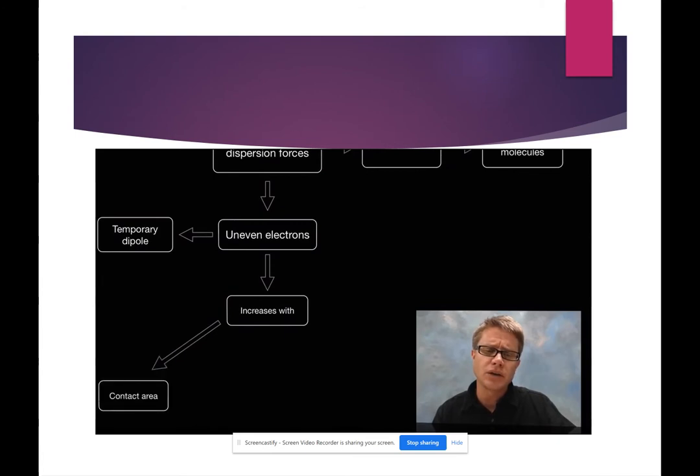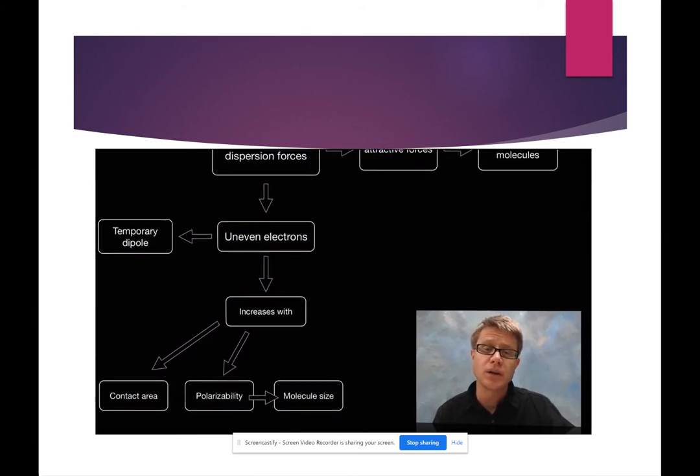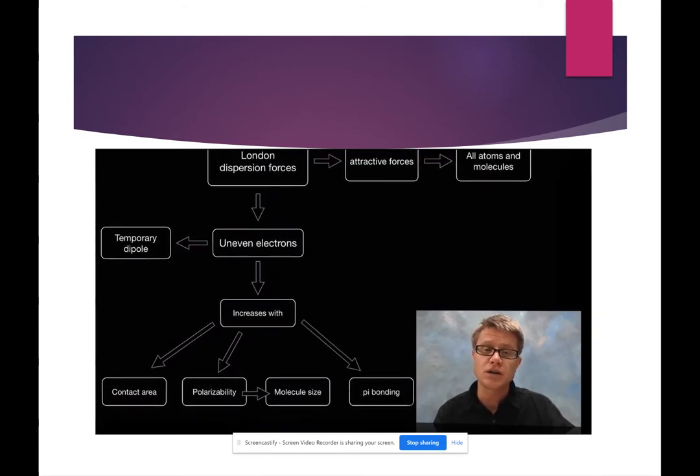These are going to increase as we increase the contact area between the molecules. Also, as we increase their polarizability, which is going to be the squashiness of a molecule. Generally, the more electrons you have, the higher this is going to be. And so as we increase molecular size, we're going to increase these dispersion forces.